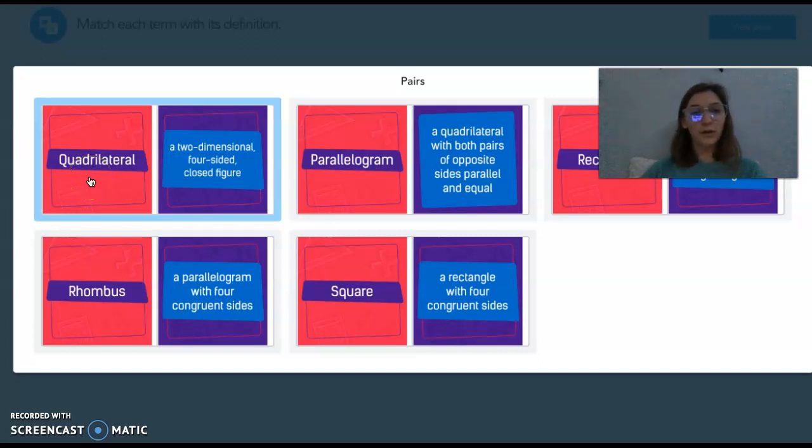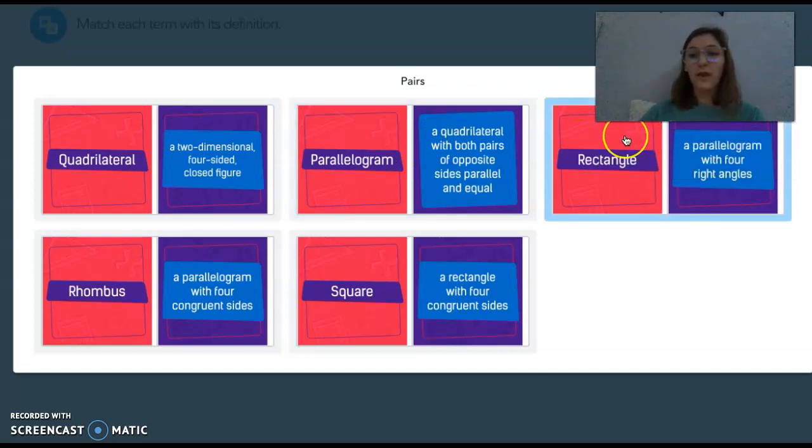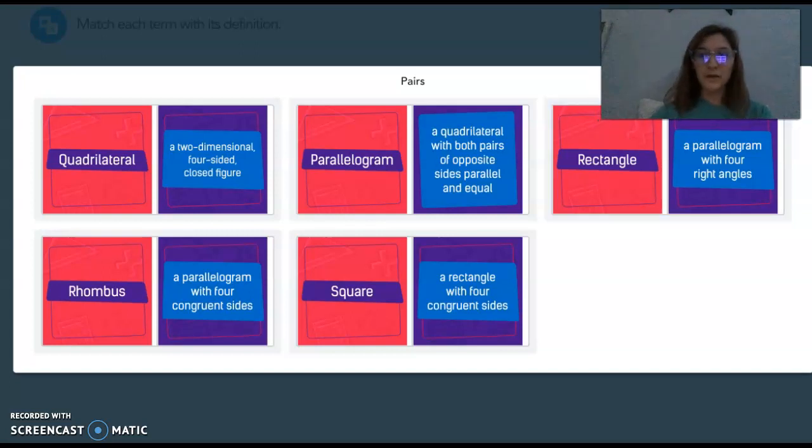So a quadrilateral is a two-dimensional, four-sided closed figure. A parallelogram is a quadrilateral with both pairs of opposite sides parallel and equal. A rectangle is a parallelogram with four right angles. A rhombus is a parallelogram with four congruent sides. Make sure you highlight congruent and right angles. And then a square is a rectangle with four congruent sides. So highlight those keywords and make sure you have down both your word and your definition.